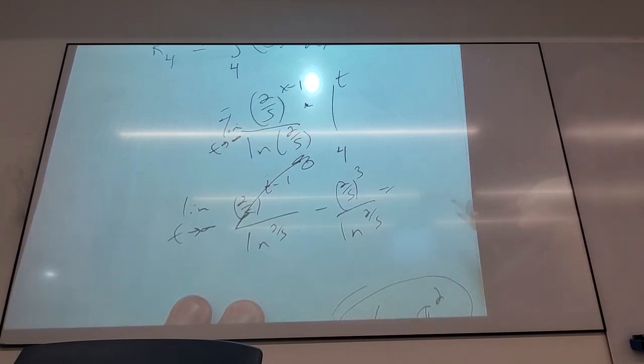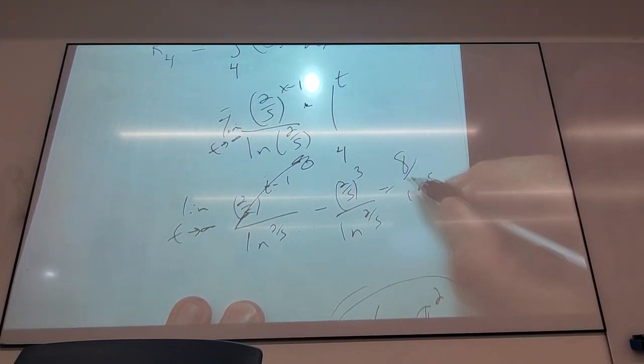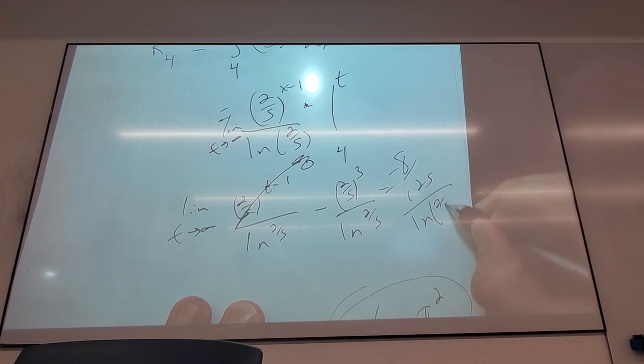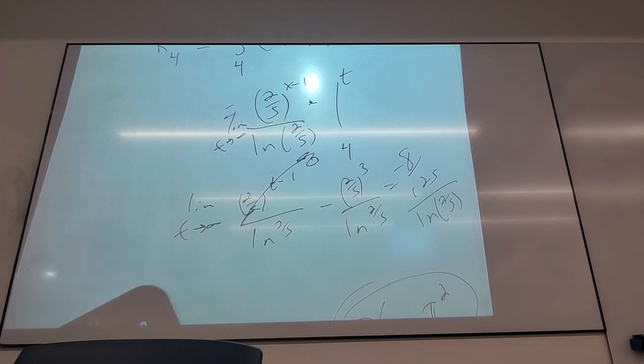Can somebody help me out? This would be 8 over 125 divided by natural log of 2/5. Can somebody do that in the calculator? Do I have a calculator? I don't know. I do. You have to be careful with your parentheses. Negative 1.2397, 1.781175.